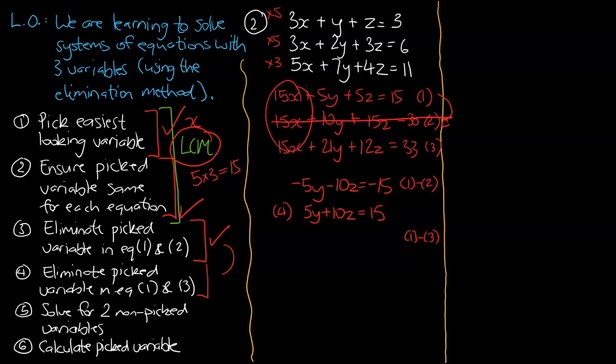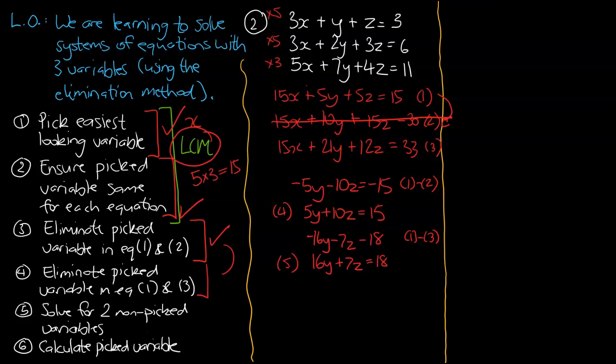So 15x minus x is 0, so they're gone. We've got 5y minus 21y, and that's going to be negative 16y. Dealing with the z's, we've got 5z minus 12z, so that's going to be negative 7z. And then the very last one, we've got 15 minus 33 is negative 18. And like the other equation, all of these bits are negative, which means I'm going to make them all positive to make my life a bit easier. So I've got 16y plus 7z equals 18. And I'm going to call that equation number 5 because that's a new equation.